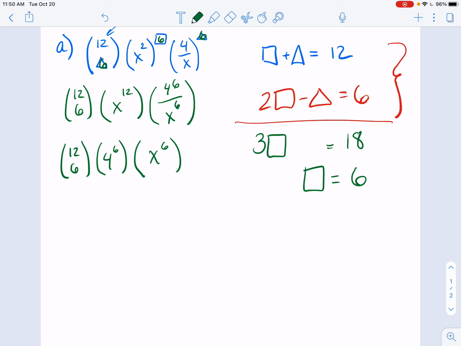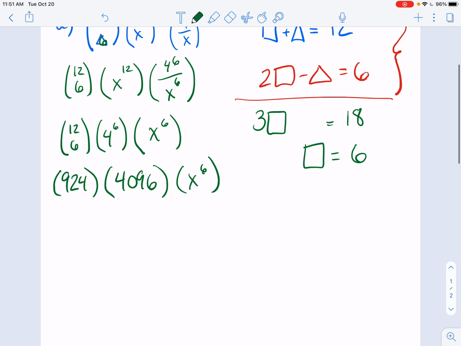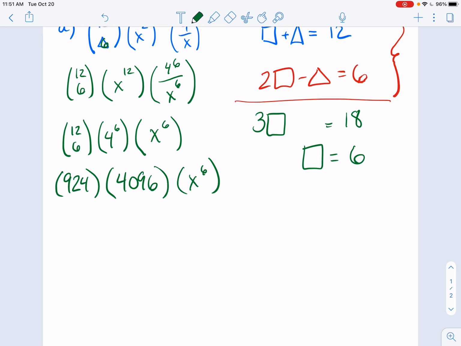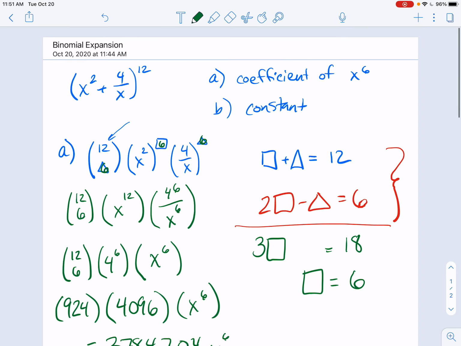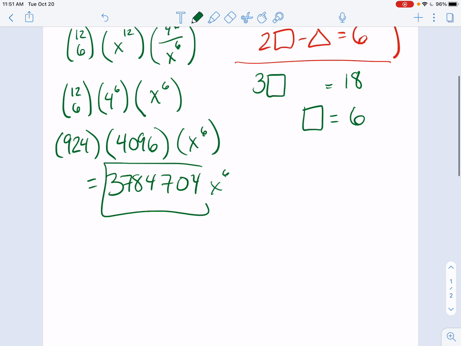And then nCr, so it's going to be 12 choose 6. This term right here is 924. This term, 4 raised to the 6th power. I don't know it off the top of my head, but it's 4096 times x to the 6th. If they say, what's the coefficient, I just need to take 924 and multiply it by 4096, and I get 3784704, and yes, okay.